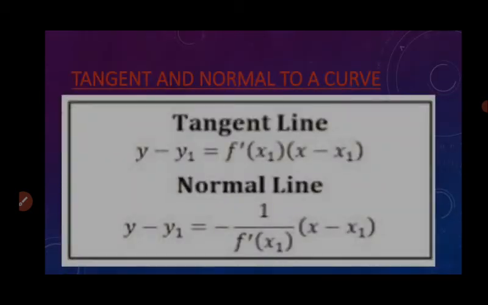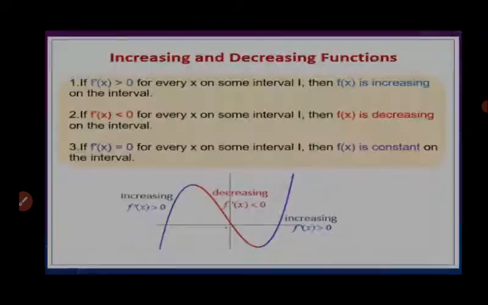Next, one formula is there to find the tangent and normal to a curve. So for the tangent, what is the formula? y minus y naught equals f dash, meaning the differentiation of that function, multiplied with x minus x naught. If you want to find the normal, then we have to multiply by minus 1 by f dash x in place of f dash x.